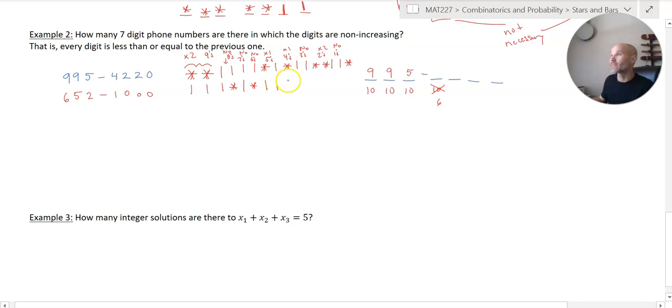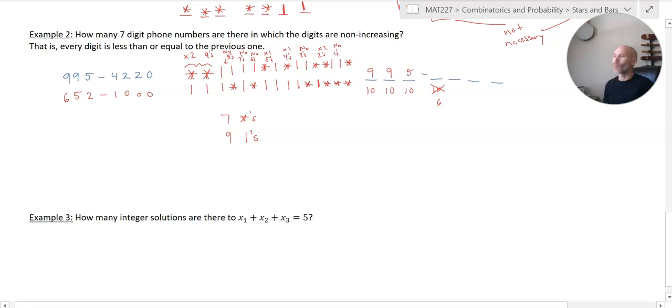I don't have any 3s. I don't have any 2s. I have 1 1. Terminate the 1. And now I have 1, 2, 3 zeros. Now pay attention, because all we need to know now is, well, how many stars and how many bars are we going to have? And we notice that we'll always have 1, 2, 3, 4, 5, 6, 7 stars. And 1, 2, 3, 4, 5, 6, 7, 8, 9 bars.